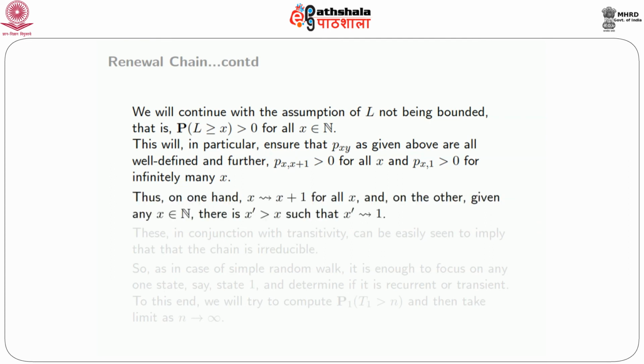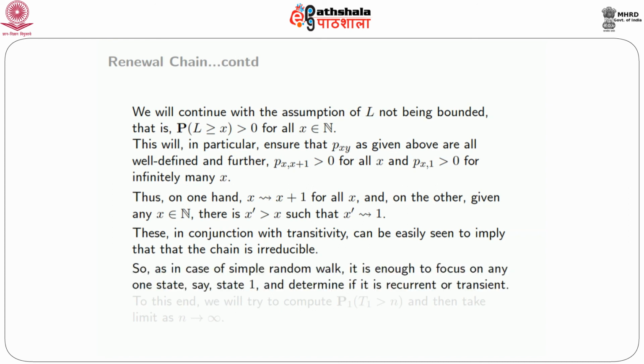So from this you should be able to deduce that x leads to x+1 for all x, and x leads to 1 for arbitrarily large x. This, in conjunction with transitivity, can easily be seen to imply that the chain is irreducible, but do this as an exercise. So as in the case of simple random walk, it's enough to focus on any one state. In this case, we'll focus on state 1 and determine whether that is recurrent or transient. To this end, we'll actually try to compute P1(T1 > n), and then take the limit as n goes to infinity.